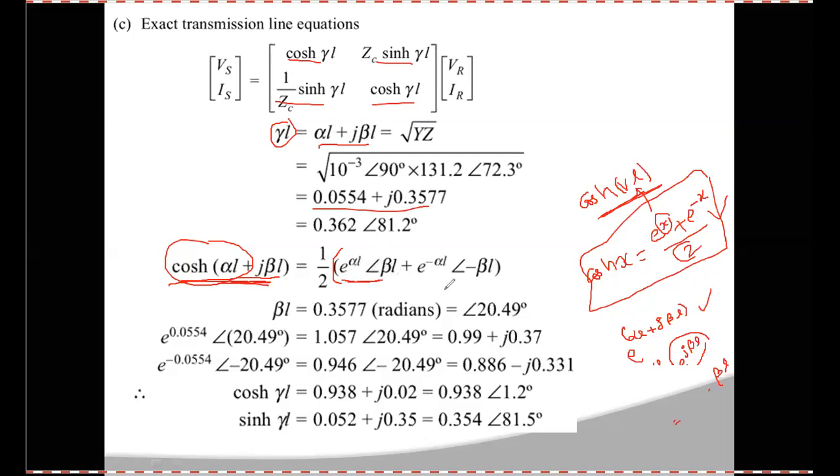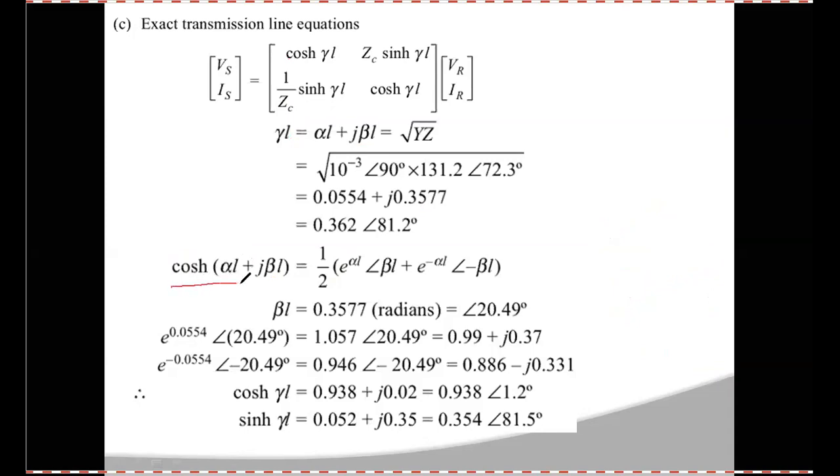In a similar manner, if you want to calculate e power minus x, in place of x you have to substitute αL plus jβL, and here you will get minus everywhere. So then you get e power minus αL at an angle of minus βL. So now cosh (αL plus jβL) can be written as 1 by 2 into [e power αL at an angle of βL plus e power minus αL at an angle of minus βL].